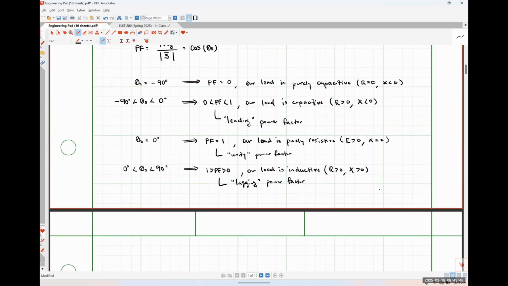And then our last potential case is when theta S is exactly equal to positive 90 degrees. So in this case, our power factor will be equal to 0, and our load will be purely inductive, meaning that R is equal to 0 and our reactance is positive.